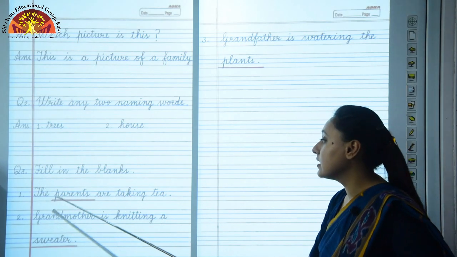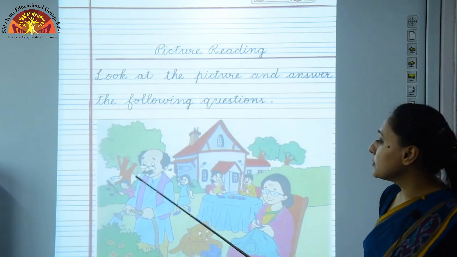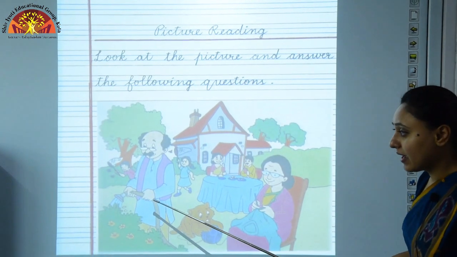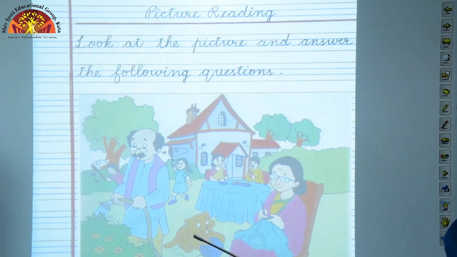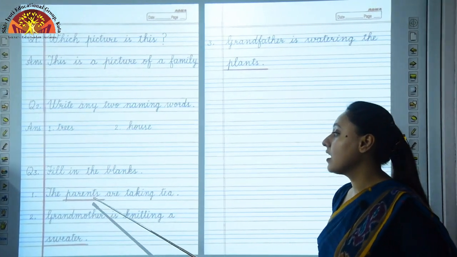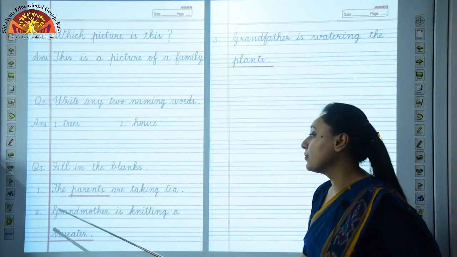Now we move to question 3, fill in the blanks. Number 1 is the dash are taking tea. So children, look here in the picture carefully. Who are taking tea? Grandfather? No. Grandmother? No. So parents are taking tea. So the correct answer is P-A-R-E-N-T-S, parents.